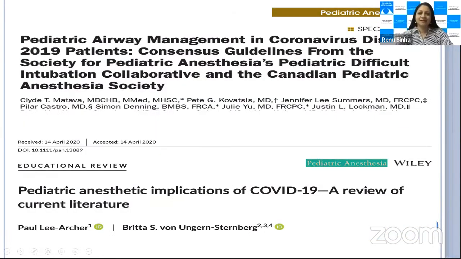I will say that there are multiple guidelines which are published for adult as well as for the pediatric anesthesia management. So this is the recent guideline which was published in Anesthesia & Analgesia in April 2020. And another guideline was published in Pediatric Anesthesia regarding the COVID-19 anesthetic implications. So these are the guidelines which are published from the UK and US. Sir, next slide, please.